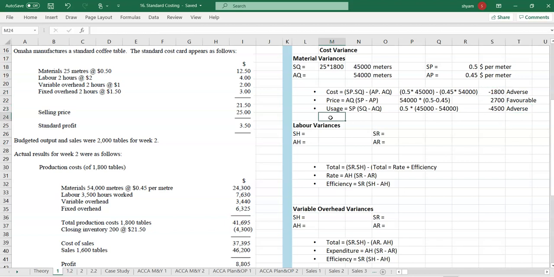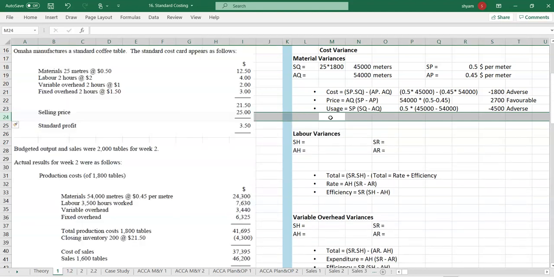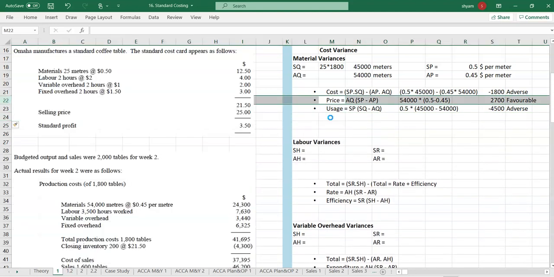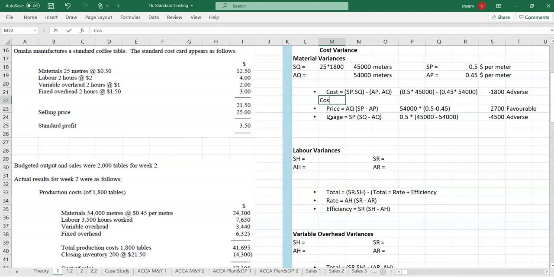So we also told you that the cost variance can also be found out using this formula, right? Cost variance equals price plus usage. We told you it can also be found out like that. So let's check whether that is also correct. See here, we have 2,700, which is favorable, plus, that is a normal symbol there. We have minus 4,500, so you put it in brackets. So get the answer. It should come to minus 800.